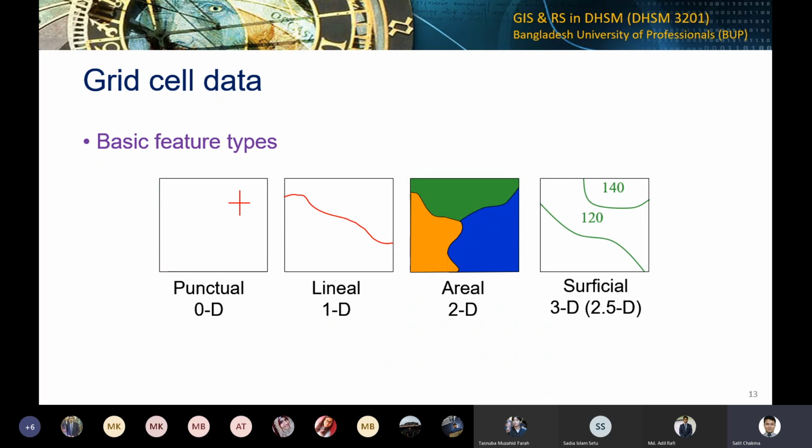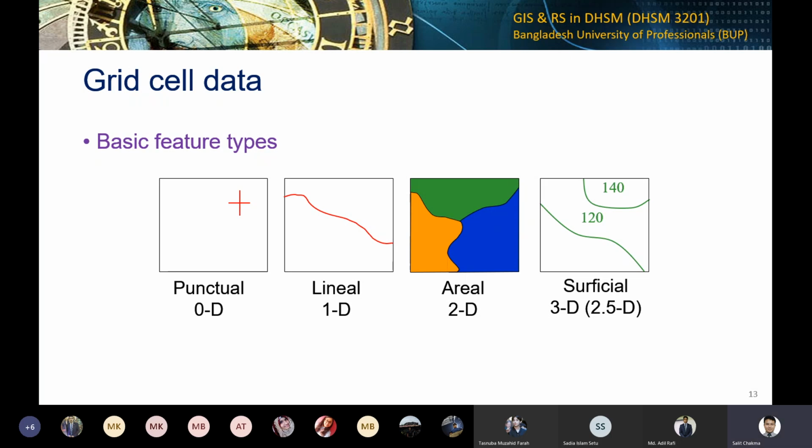Since you are talking about a larger scale, you want to map out all the universities in Bangladesh, so you are considering the entire area of Bangladesh. And compared to the entire size of Bangladesh, the size of BUP or Dhaka University is very, very small. Then you say, all right, now I want to map out all the road networks of Bangladesh. At that point, the road networks are represented as lineal features. That means all the road networks are represented as lines.